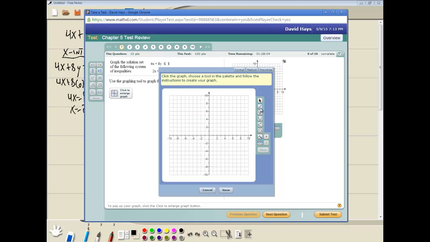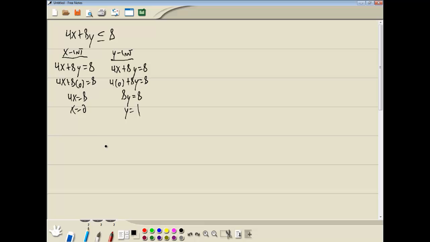So I'll use the line tool. y is equal to 1, right there, and x is equal to 2. Now the region shading tool is one we'll use next, and it will either shade down here or up here. What you can do is pick a test point to see which one works. The origin is almost the perfect test point to always use, unless your line goes through it.